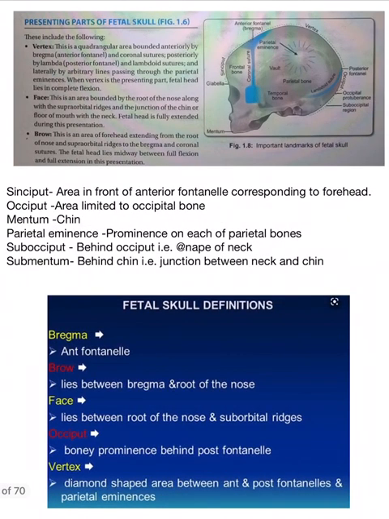Now coming on to the various presenting parts of the fetal skull: what is vertex, what is face presentation, what is brow presentation, and various terminology that you will come across. First we'll talk about vertex presentation. The vertex is a quadrangular area bounded anteriorly by the bregma, posteriorly by the lambda or the posterior fontanelle and the lambdoid suture, and laterally by an arbitrary line passing through the parietal eminence.